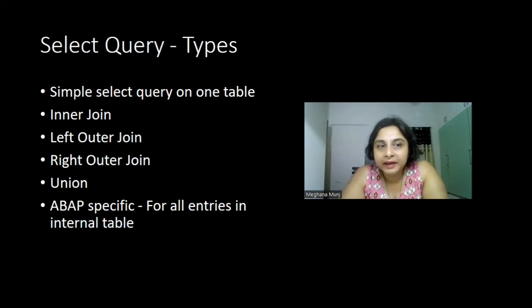Now, select query types. It can be a simple select query on one table, or else you can have inner joins, left outer joins, right outer joins, unions, and for ABAP specific, you have this concept of FOR ALL ENTRIES in the internal table. So that is also available.